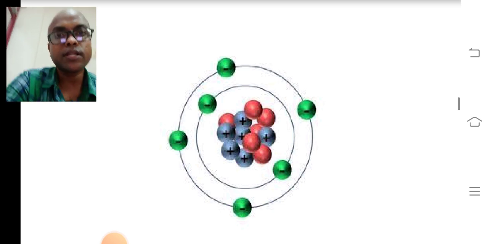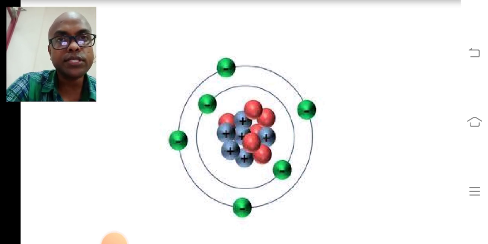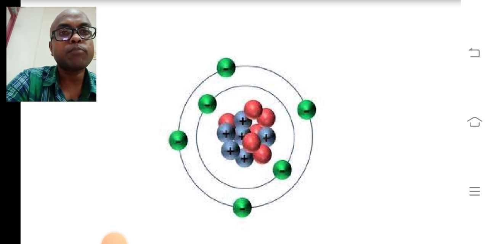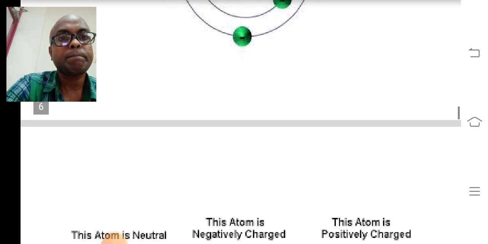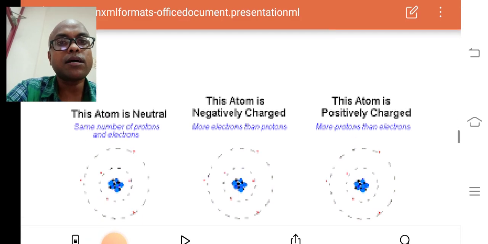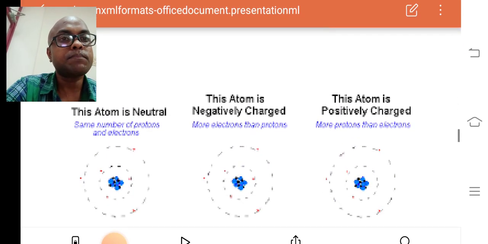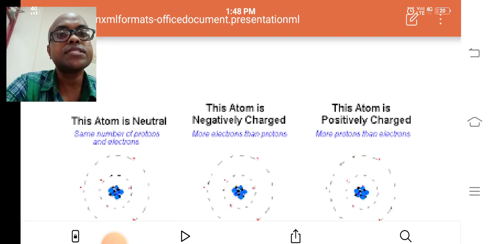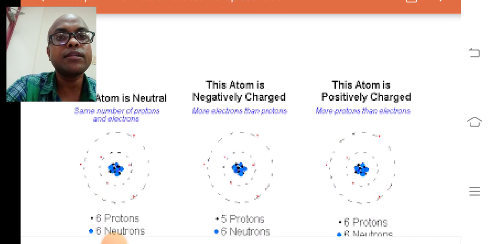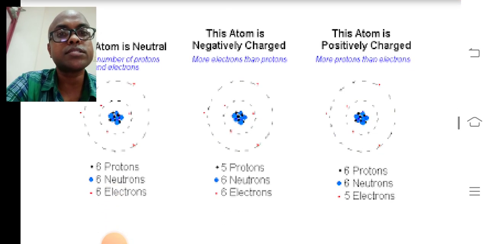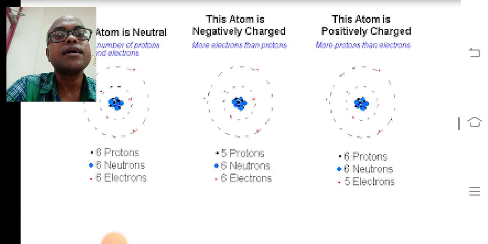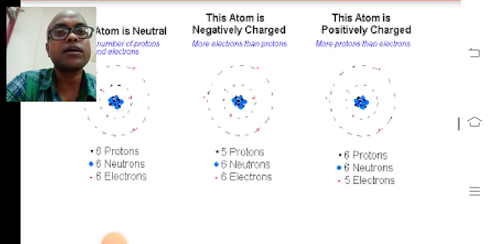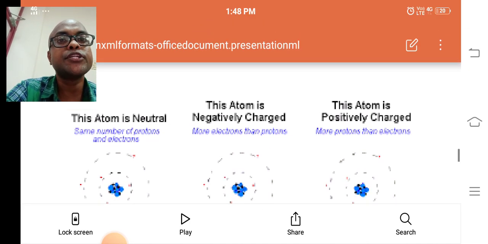The atom has three main components: electrons, protons and neutrons. These are some morphological characters of the neutral atom. The first one is the neutral atom. It has 6 protons, 6 neutrons and 6 electrons. They are neutral, so it is called a neutral atom.